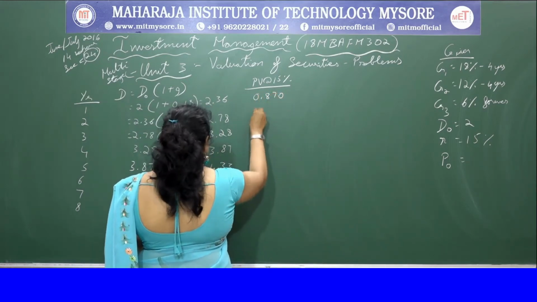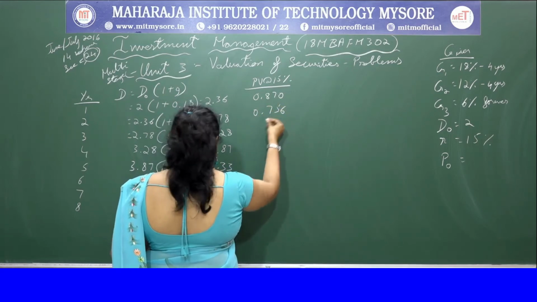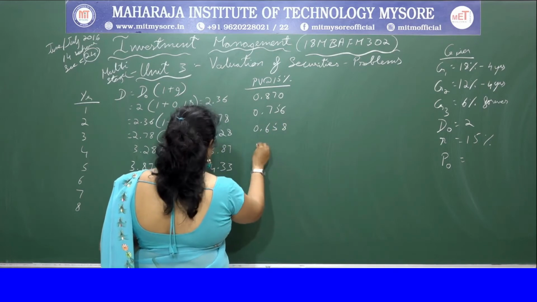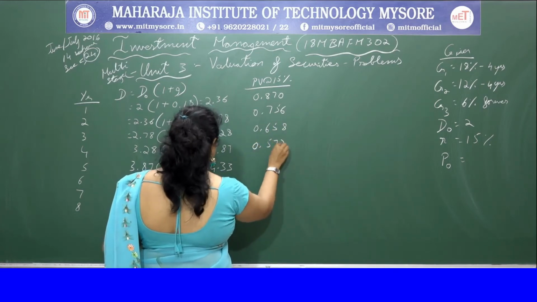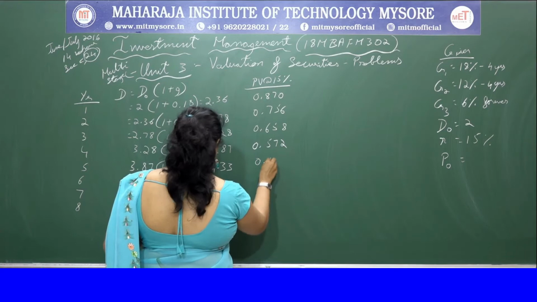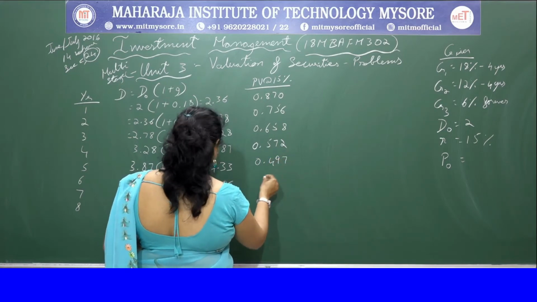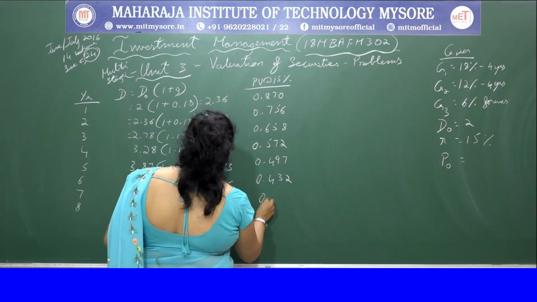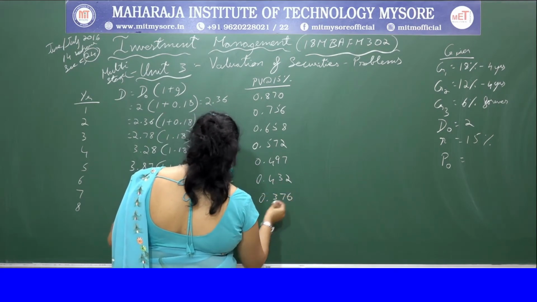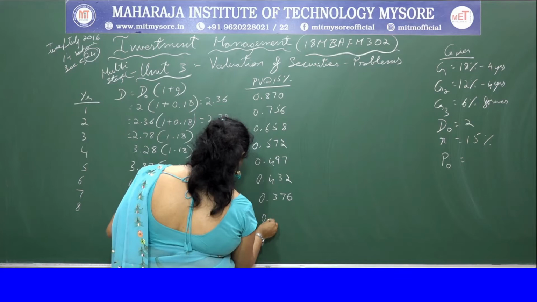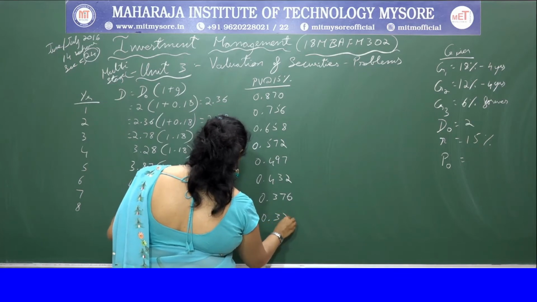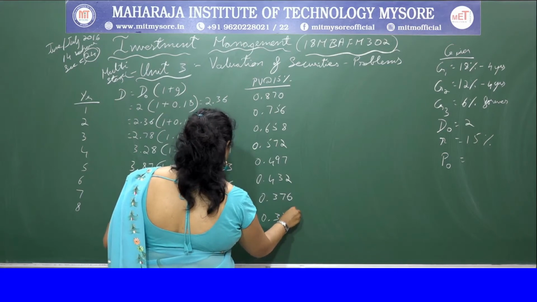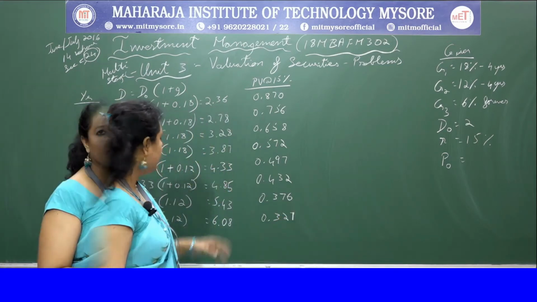0.870, 0.756, 0.658, 0.572, 0.497, 0.432, 0.376 and 0.327. Okay, so these are the details.